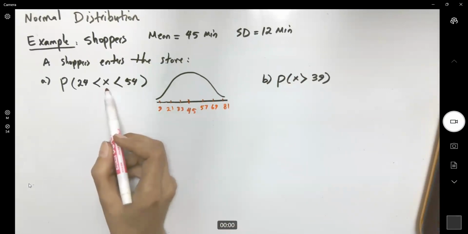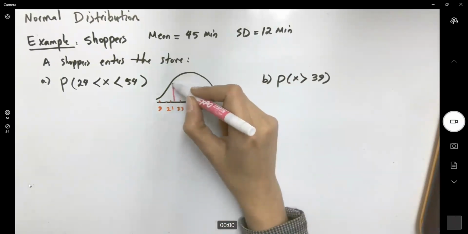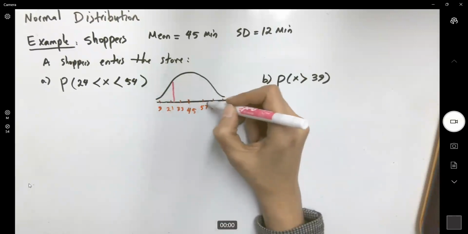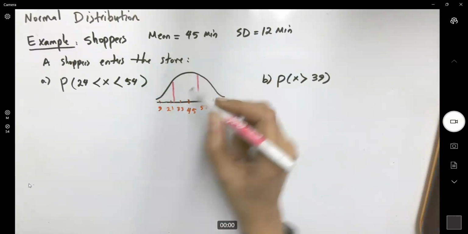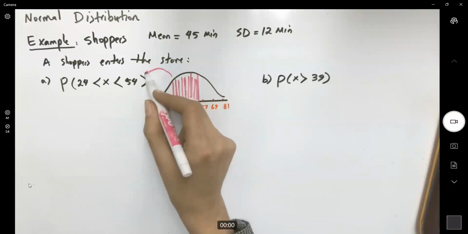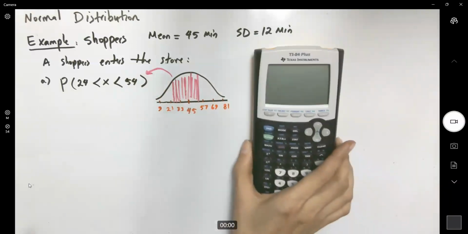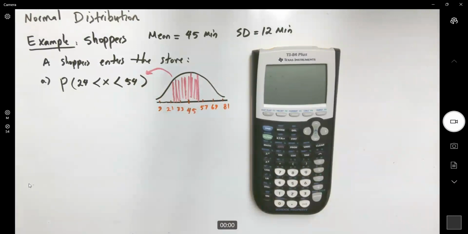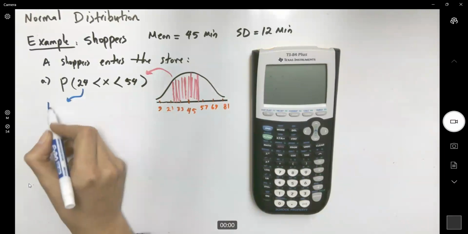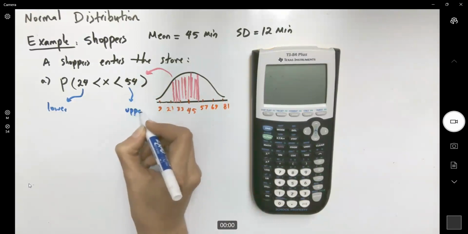So it says, here we have the following. The probability that X is in between 24 minutes to 54 minutes. 24 minutes is about here. 54 minutes is about here. Okay. So I want to know, what is this probability? What is this area? So since it's a normal distribution, I'm going to use my calculator. But what is the lower limit? What is the upper limit? The lower limit is 24 minutes and the upper limit is 54 minutes.